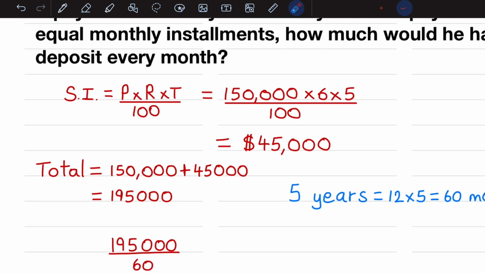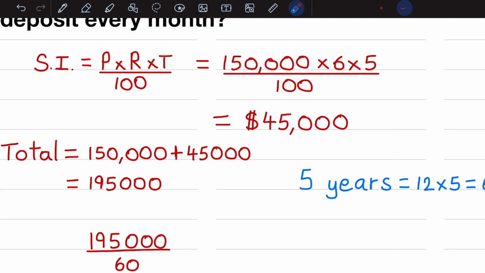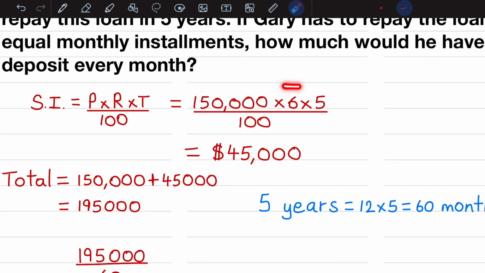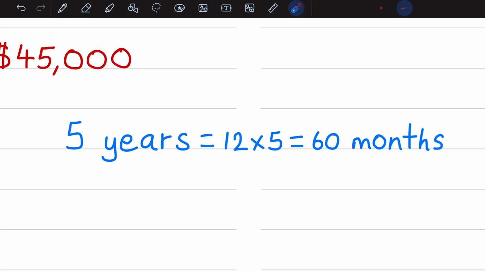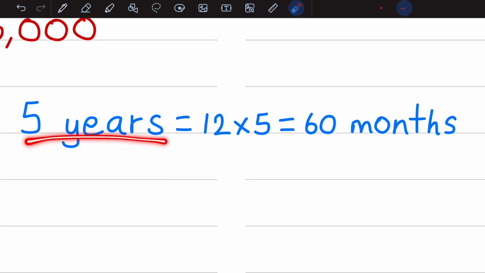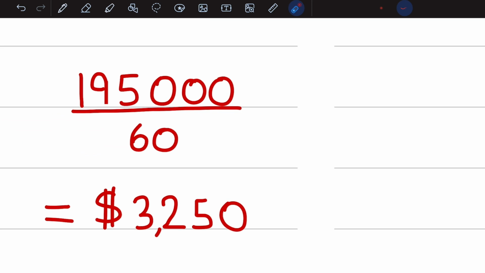So we need to first determine the simple interest. Principal by rate by time over 100. Principal by rate by time will give us $45,000 interest. We add that to the principal to get a total, and we need to determine how many months is the period. So the period is 5 years. So 5 years will give us 60 months. So we divide the total that we have to repay by the amount of months that we have to repay it. Right, and that will give us $3,250.